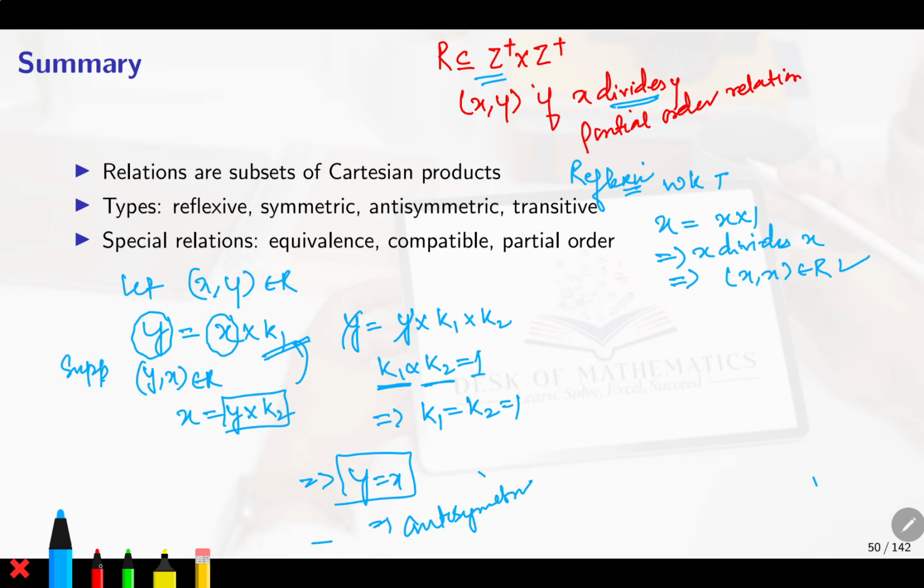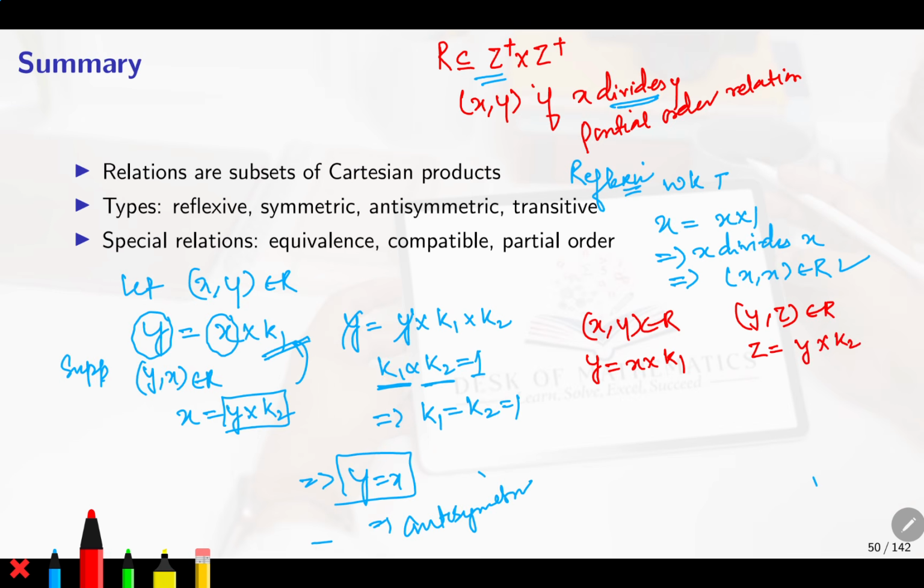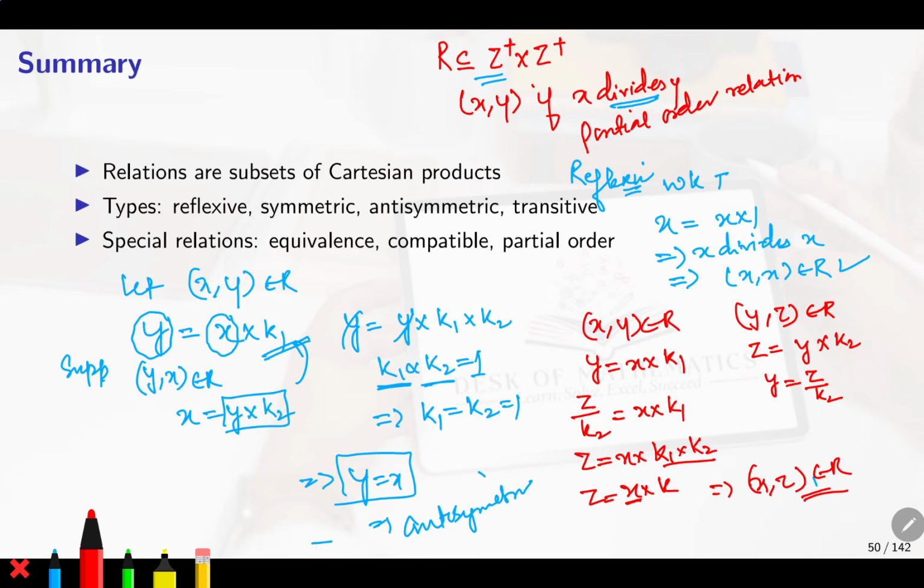It is antisymmetric. Now show that it is transitive. When x is related to y and y is related to z, that means y is equal to x times k1, because x divides y, and z is equal to y times k2. Take the value of y, that is z divided by k2. So put it here: z divided by k2 is equal to x times k1. So z is equal to x times k1 times k2. So that is z is equal to x times k. That means x divides z, so x comma z is also in R. So that is transitive, which means this is the equivalent partial order relation.